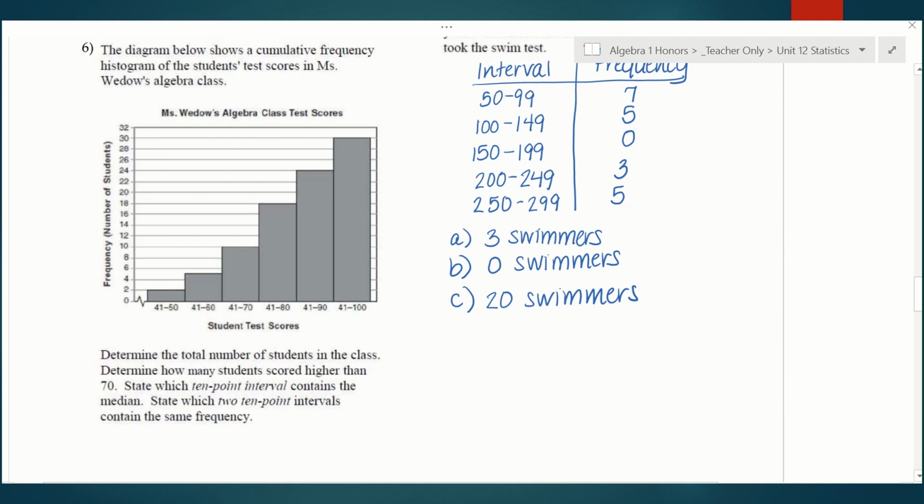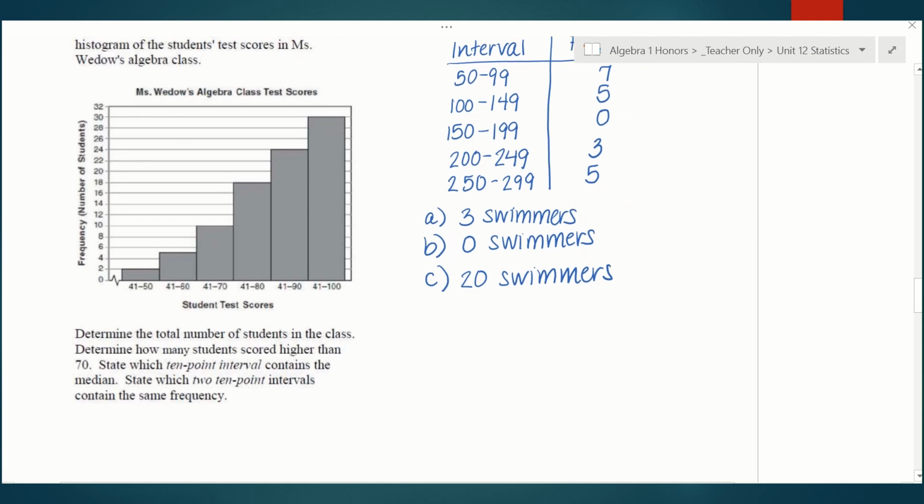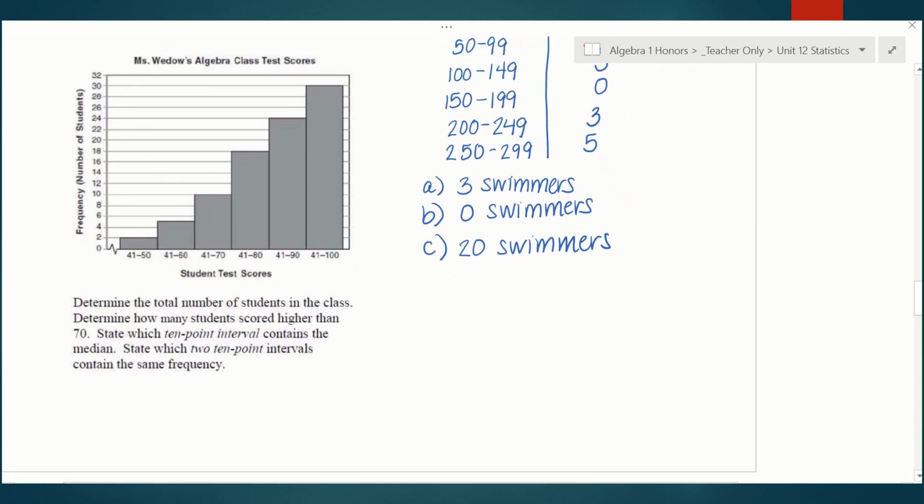Okay. So let's take care of this first question, because determining the total number of students in the class is easy to do when you have a cumulative frequency histogram. We can see our last bar here goes up to 30, which means there must be 30 students in the class. Then it says, determine how many students scored higher than 70.